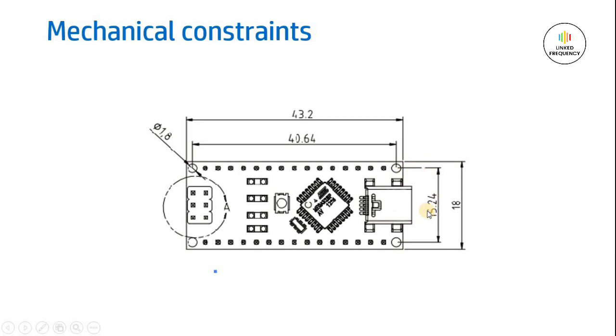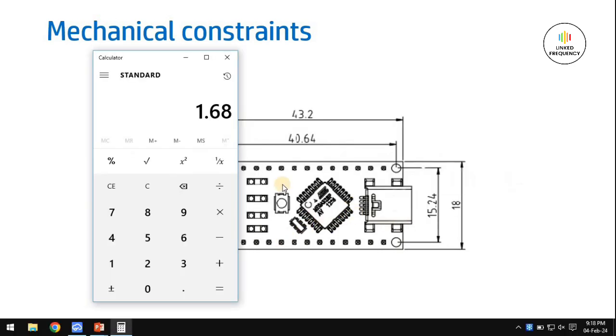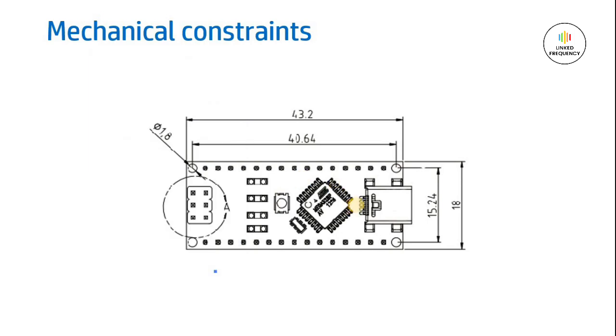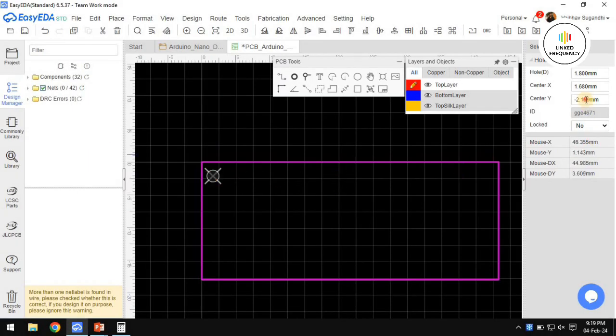Height is computed by the difference between these two. So I'll just use a calculator once again. 18 minus 15.24 is going to be 2.76, divided by 2 is going to be 1.38. Strange numbers, but yeah, that is how the industrial PCB is. So I'll just follow that.